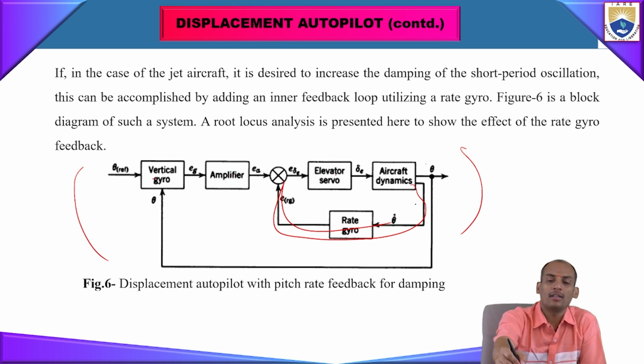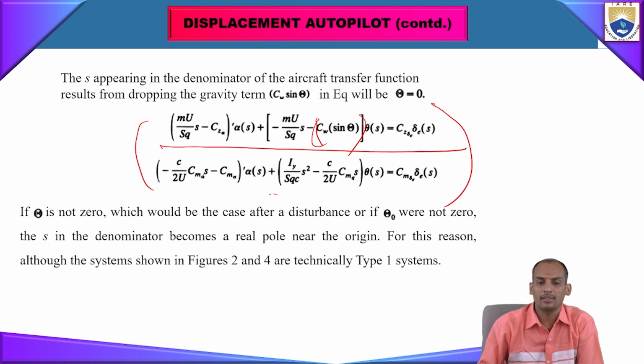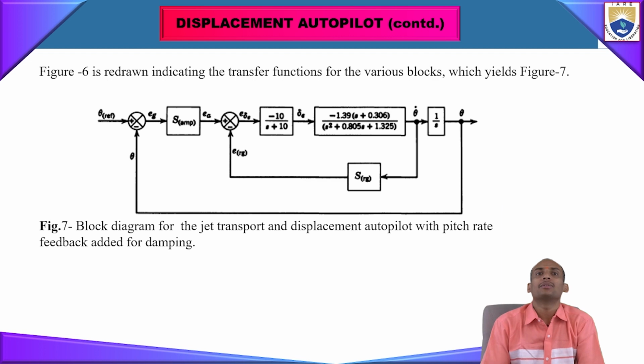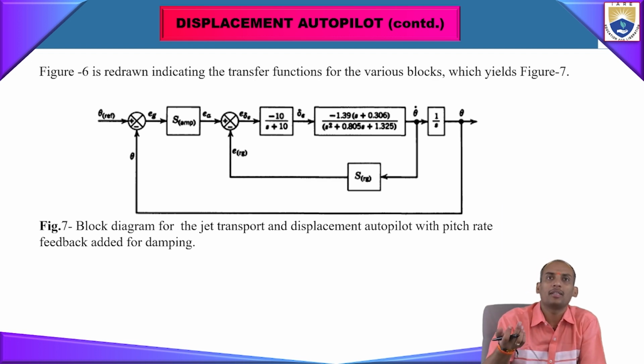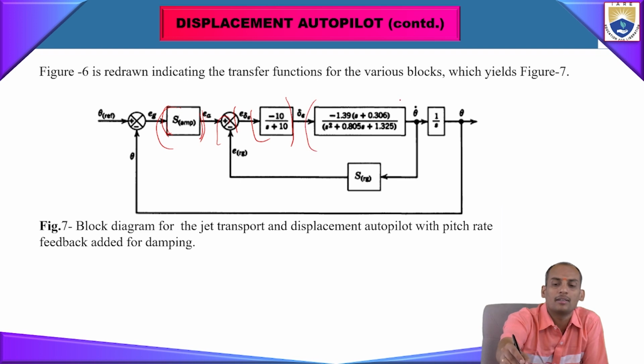Here you see, we have given an internal feedback loop to cover this elevator servo and dynamic system. So with a rate gyro, rate gyro feedback is given, and a summer is given again here. If this rate feedback is given for a jet transport, the function is given here. After that, it will go to that summer.